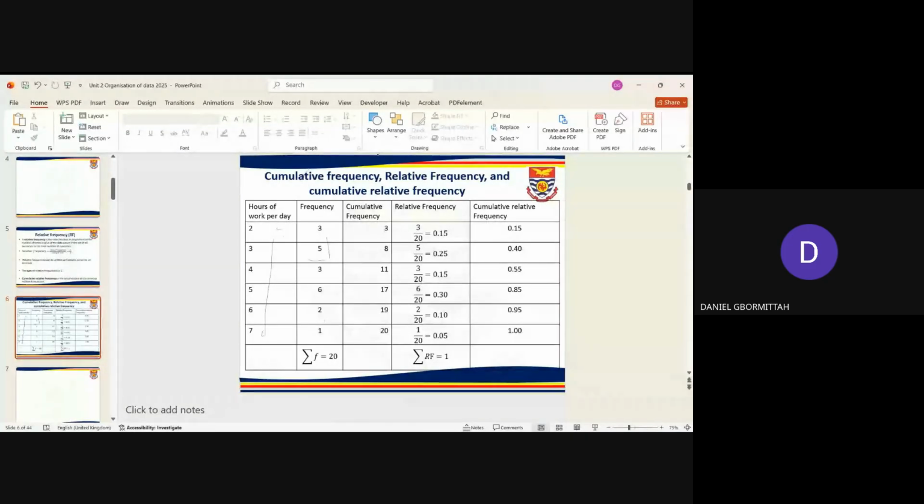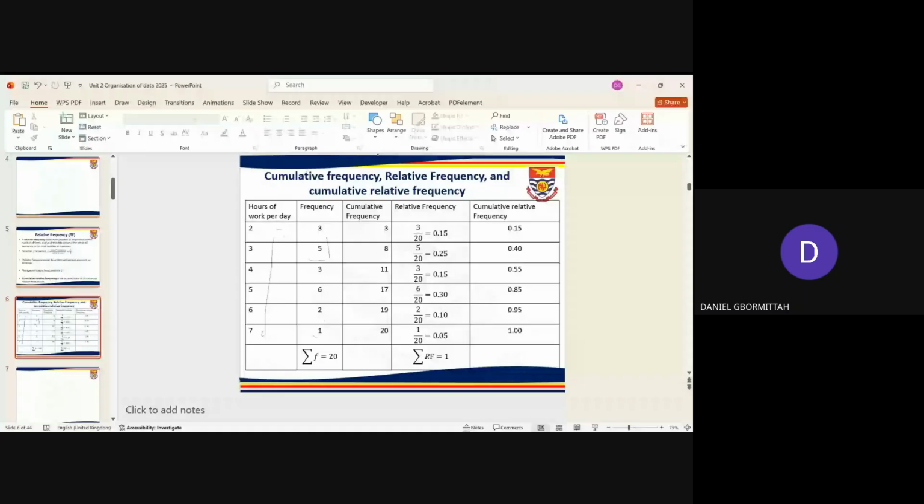Now you do that for the next one, which is 5 divided by 20, and that will also give you 0.25. You try that for the 7 hours per day. You see that the frequency is 1. So take this frequency divided by the total frequency, which is 20. It's going to give you 0.05.